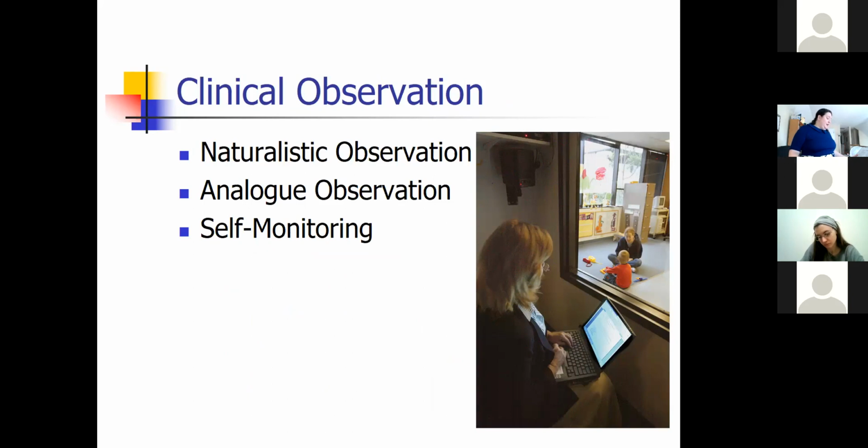Analog observation, you observe them in an artificial setting. So you'd bring them into your laboratory or your clinic and observe them there. And then self-monitoring, where the clients monitor themselves. They would take home sheets and keep track of their thoughts throughout the week. Or, when I was training people for eating disorders, we'd have them do food logs that would tell us when they binged, when they purged, what was going on then, to try to pick up patterns so that we could intervene before it started.